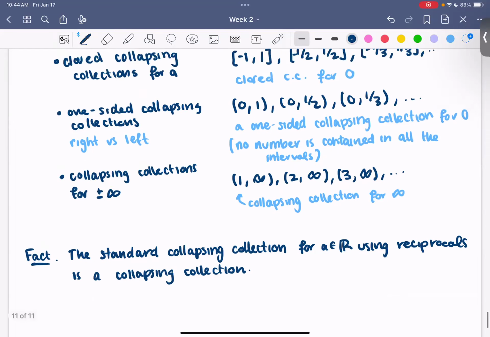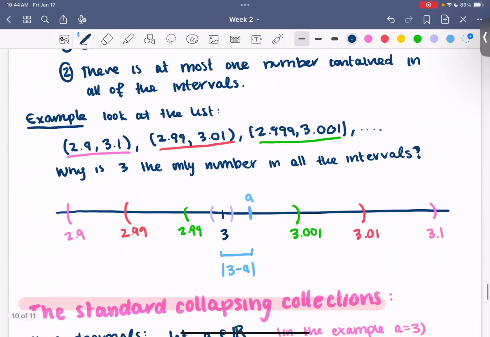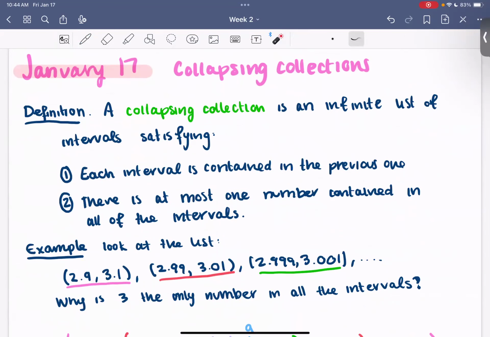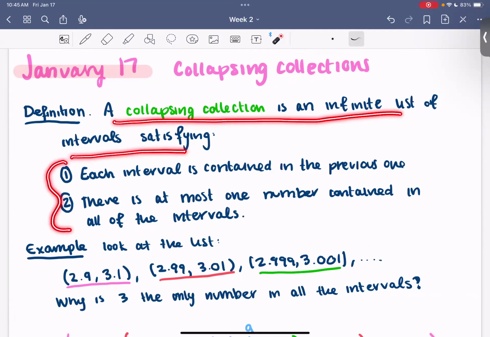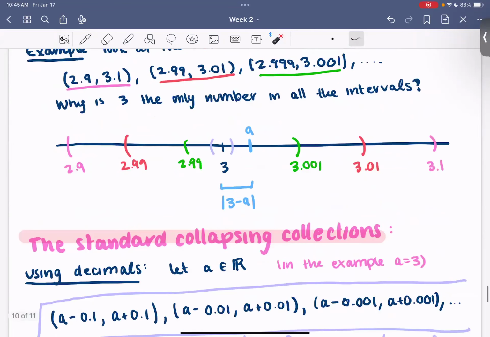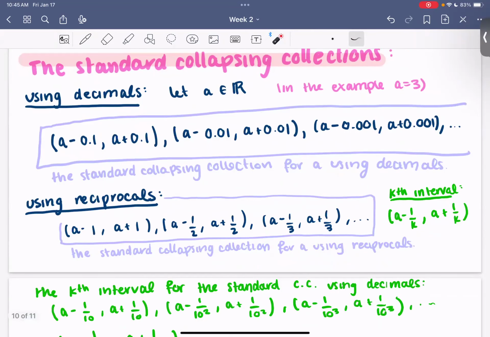So let's go back to the definition. Okay, so we said that a collapsing collection was an infinite list of intervals satisfying some conditions. And the first one was that each interval is contained in the previous one. And the second is that there's at most one number contained in all of the intervals. Okay, so let's grab our standard collapsing collection using reciprocals, and then we have to prove those two claims.